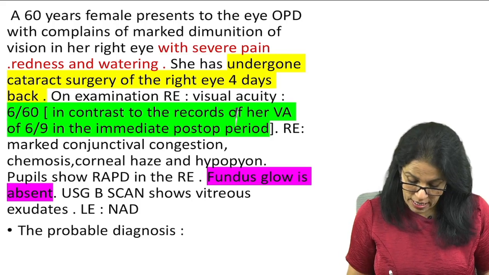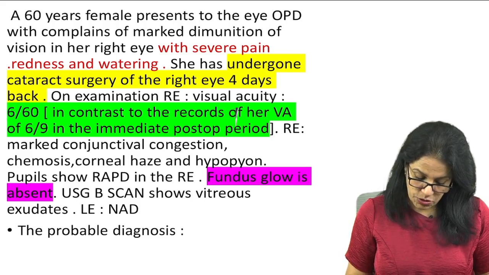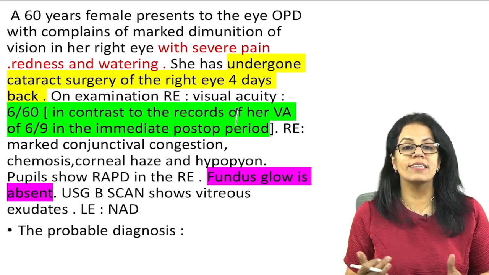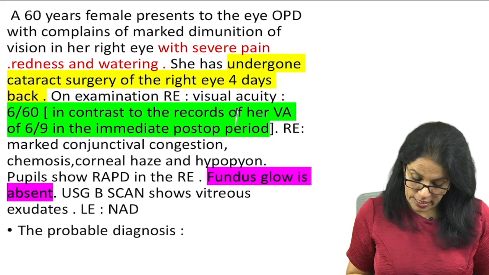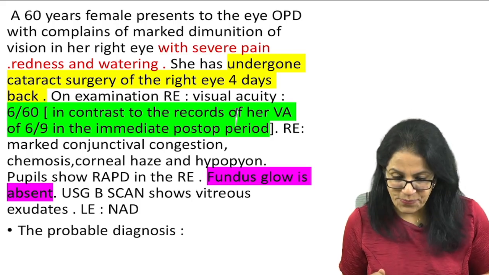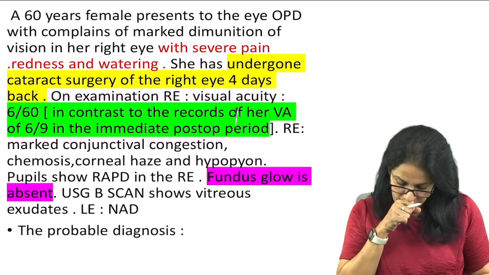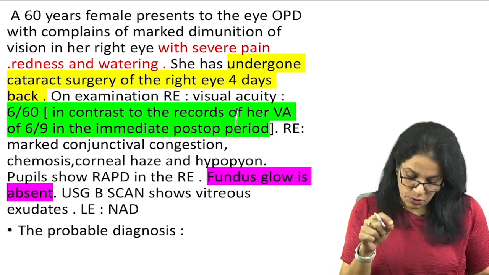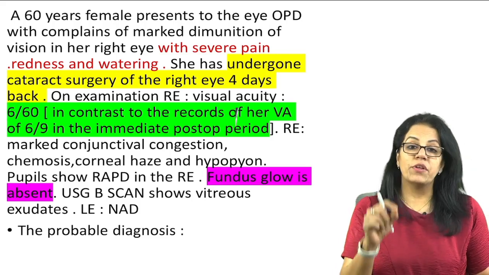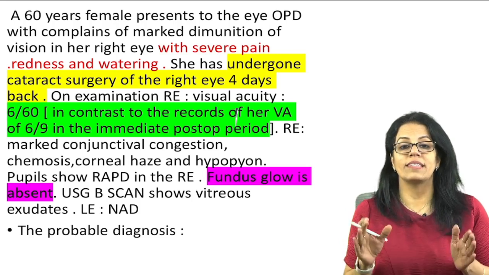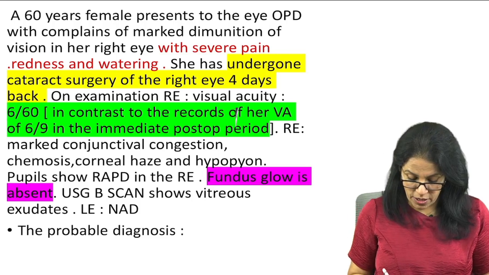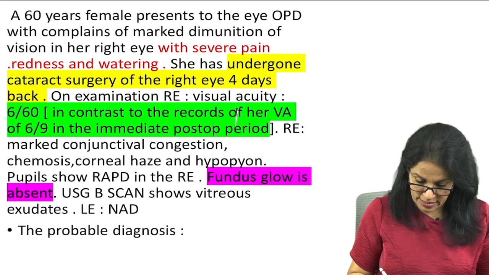Now, the right eye is showing marked conjunctival congestion. There is chemosis. You all know chemosis is conjunctival edema, corneal haze, and hypopyon. That is pus cells in the anterior chamber. What else? Pupils are showing relative afferent pupillary defect, and very important, fundus glow is absent. The other eye is normal, and yes, ultrasound B scan is showing vitreous exudates, right?